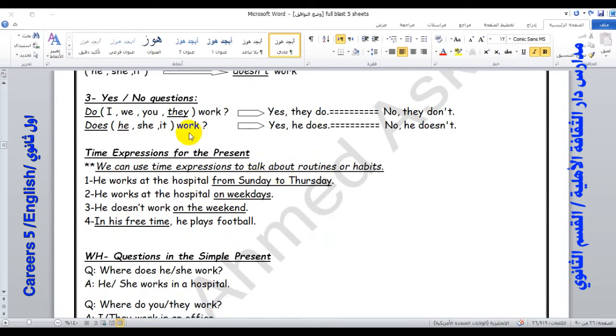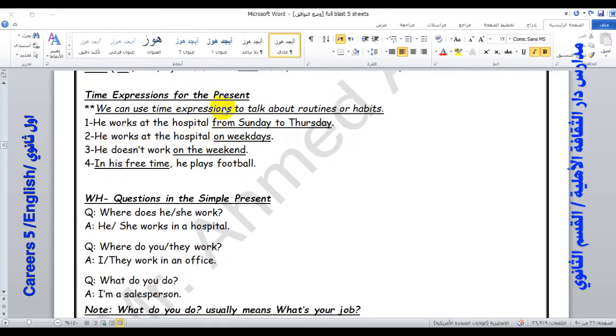What about yes, no question? If we want to ask a question, we should begin with do with I, we, you, they, and does with he, she, and it. Do they work? Yes, they do. Or no, they don't. Does he work? Yes, he does. Or no, he doesn't. These are short answers.